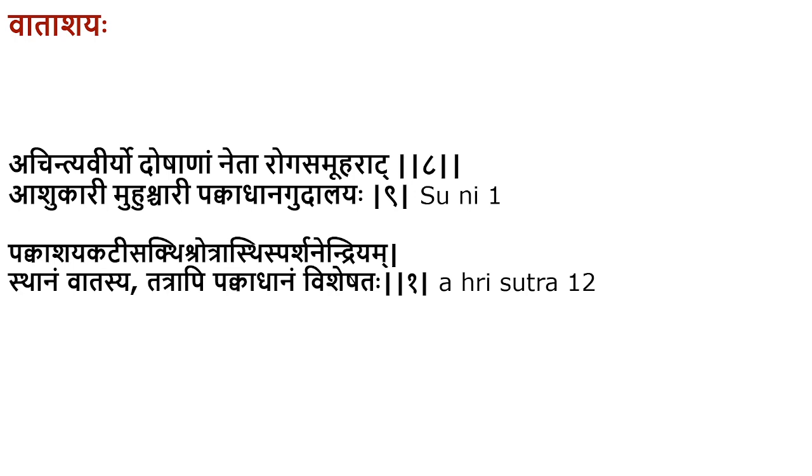And Vagbhata also has repeated the same: Pakvashaya Kati Sakti Shrotrasti Sparshanendriyam Sthanam Vatasya Tatra Pakwadhanam Visheshadha. The Vata sthanas, the locations of Vata, are not only the Pakvashaya, they are related to other structures like Kati, Sakti, Shrotra, etc., depending upon the functions. But Pakwadhanam Visheshadha, Pakvashaya is considered as a prominent one.